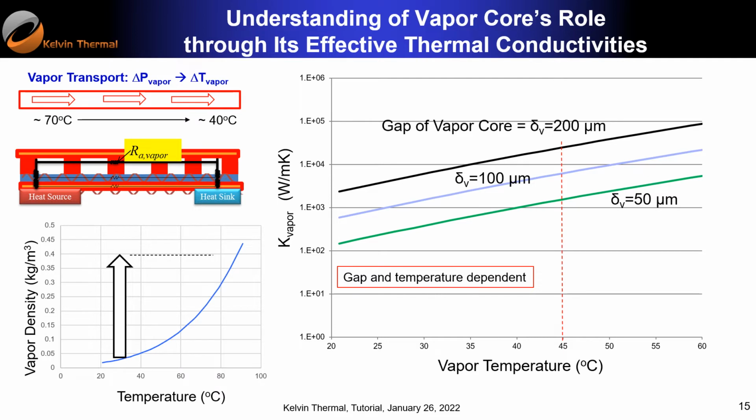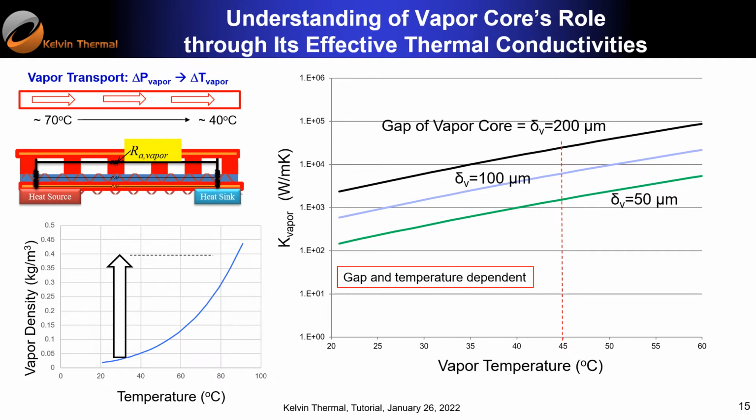All right, so that's number one. Also, number two, when the gap is changed, when I reduce the gap from 100 micron to 50 micron at 45 degrees C, I change the effective thermal conductivity of vapor transport from 8,000 to about 2,000. So you see there's a major change with a 50 micron change. If I increase to 200 micron, effective thermal conductivity increases from 8,000 to almost 40,000. So it's a huge change. That's why this vapor transport is highly dependent on temperature, also highly dependent on the gap.